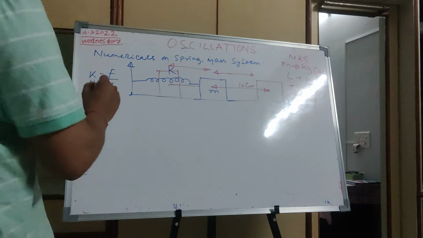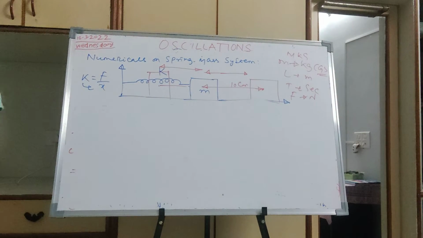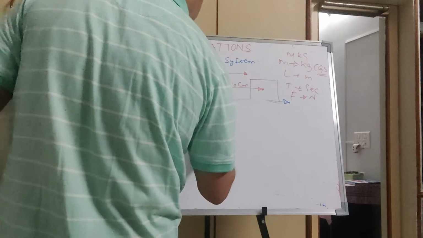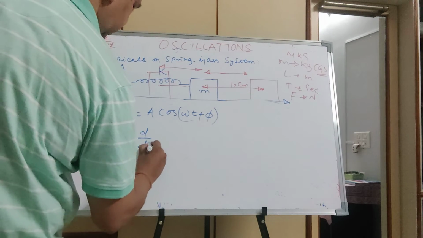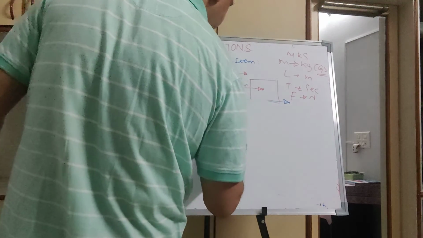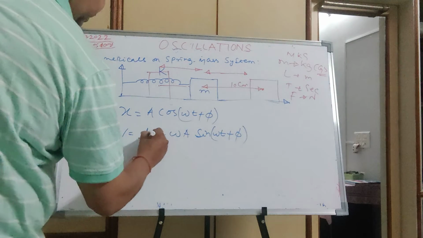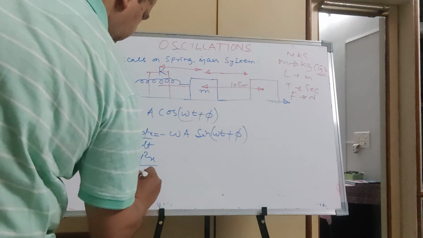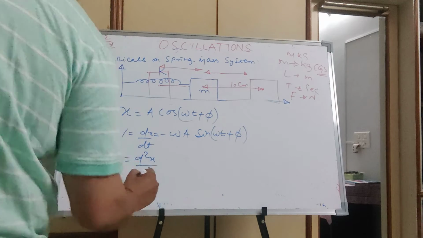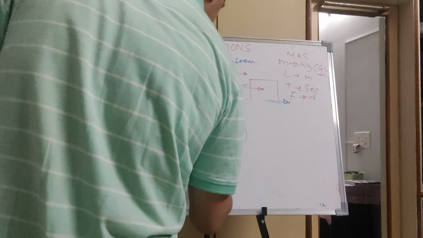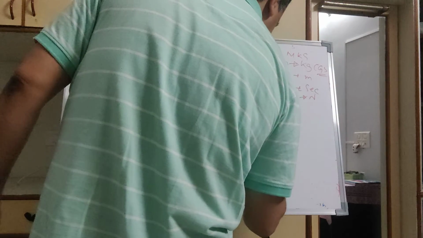So that day we have done, x, the displacement, is equal to a cos(omega t plus phi). Then velocity is equal to dx by dt, which is minus omega a sin(omega t plus phi). That is what we have derived. Then acceleration is the second derivative, d square x by dt square. So this becomes minus omega square a cos(omega t plus phi).